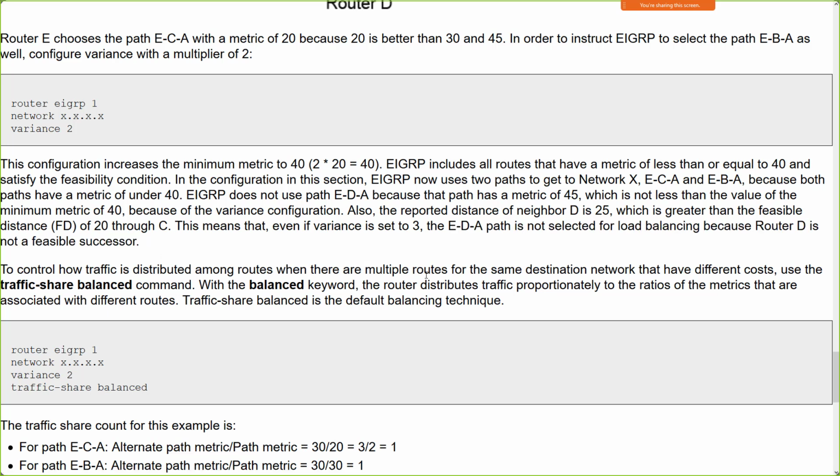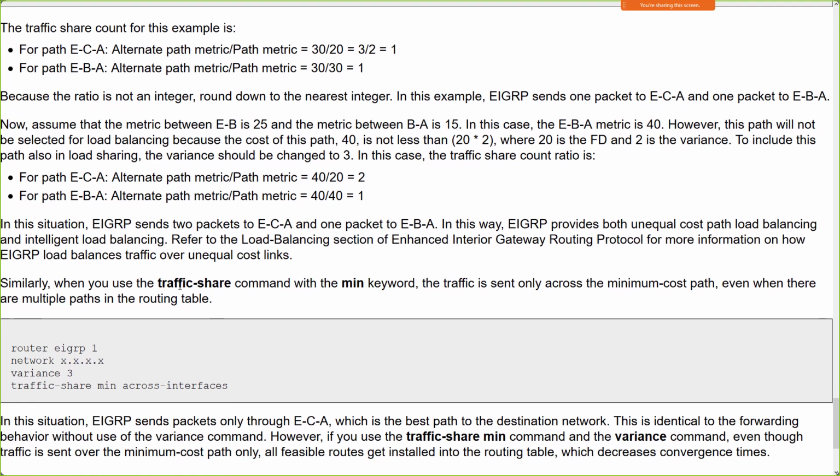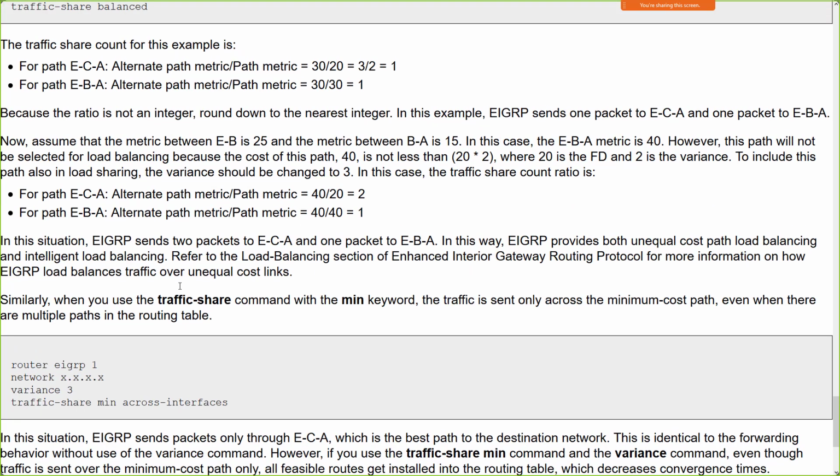Now, to control how traffic is distributed among the routes, when there are multiple routes for the same destination that have different costs, unequal cost load balancing, we use the traffic share balanced command. Like I said, with the balanced keyword, we distribute the traffic proportionally using different ratios. This command you don't actually have to put in because that's already done by default as part of the overall process, right?